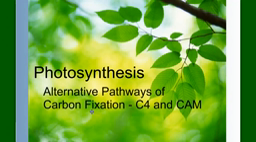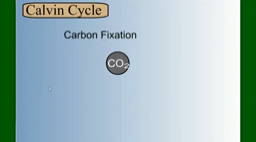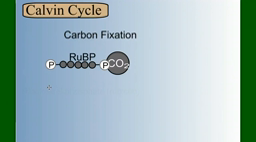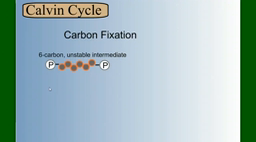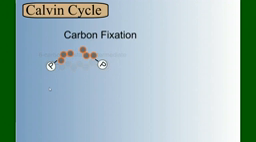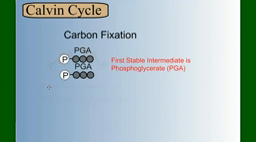Before looking at alternative pathways of carbon fixation, let's remind ourselves how carbon was fixed during the Calvin cycle. In the Calvin cycle, carbon dioxide was picked up by a molecule called RuBP, and when they combined, they created an unstable intermediate that immediately broke apart into two 3-carbon molecules called PGA, or phosphoglycerate.